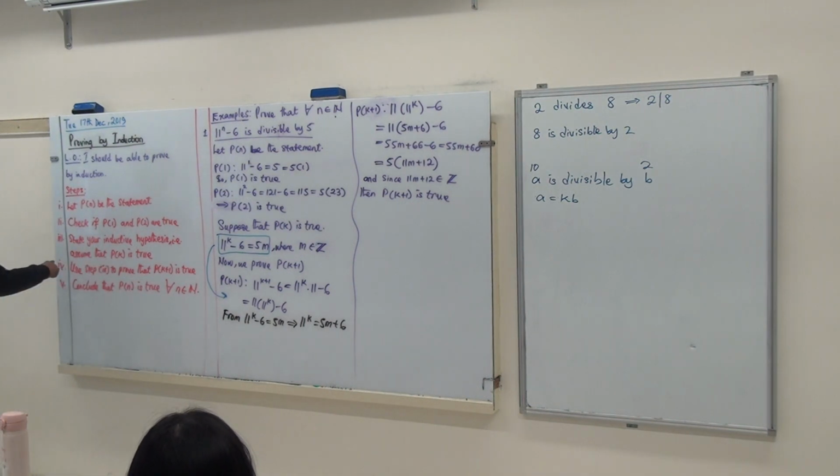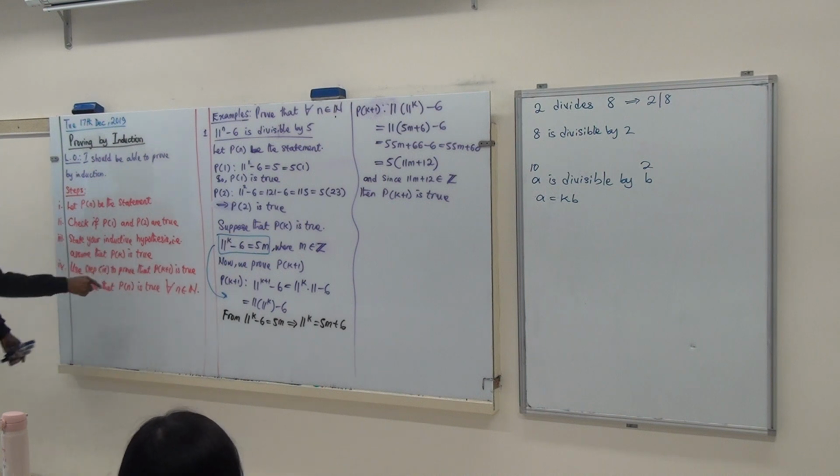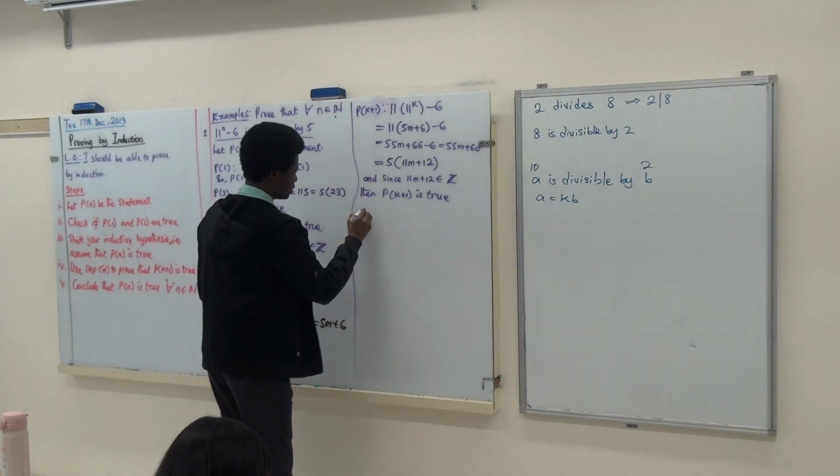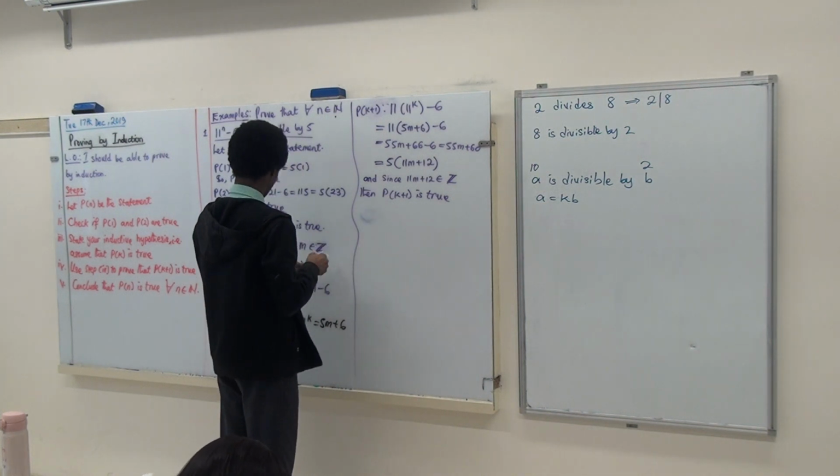So that is the step we have just said. We have proved that P(k+1) is true. Now your conclusion. Therefore, maybe I just continue using my purple.